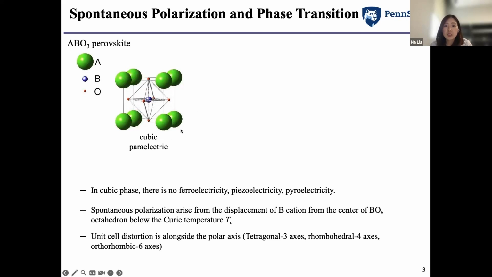At high temperature, this phase is the so-called paraelectric phase. The energetically favored position of the B cation is in the center of the unit cell, which means that the center of the negative charge and the center of the positive charge coincide, which leads to a net polarization of 0. So in this cubic phase, there is no ferroelectricity, no piezoelectricity, and neither is there pyroelectricity.